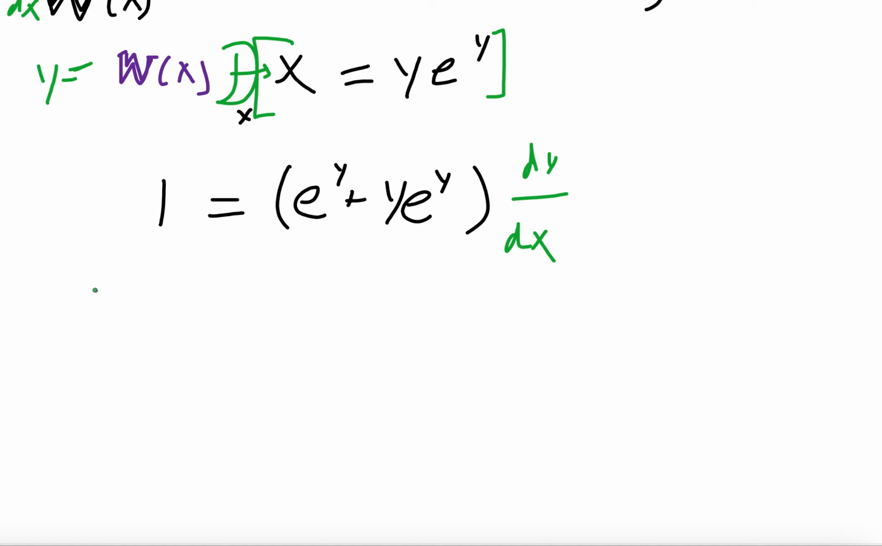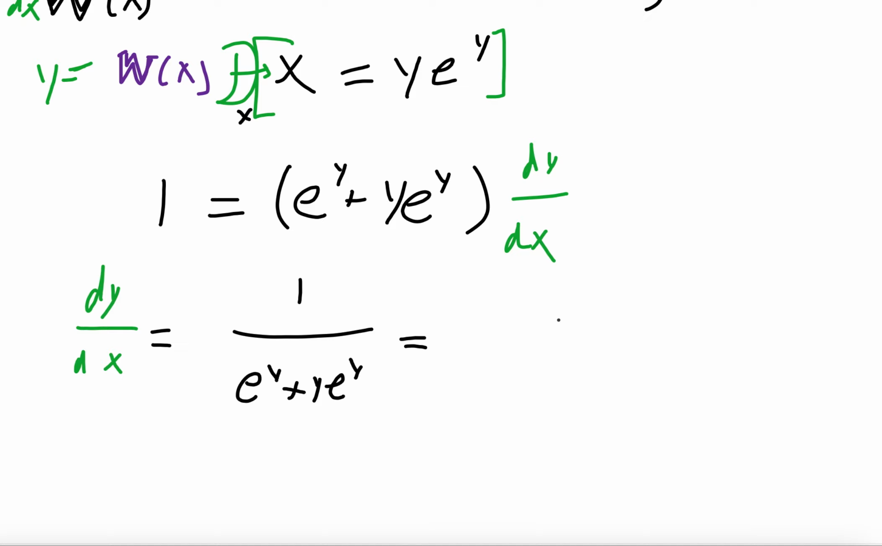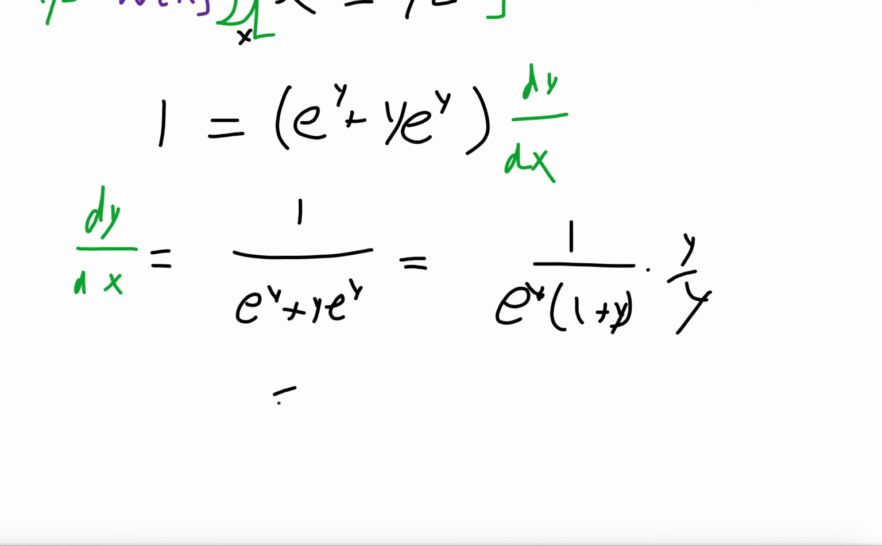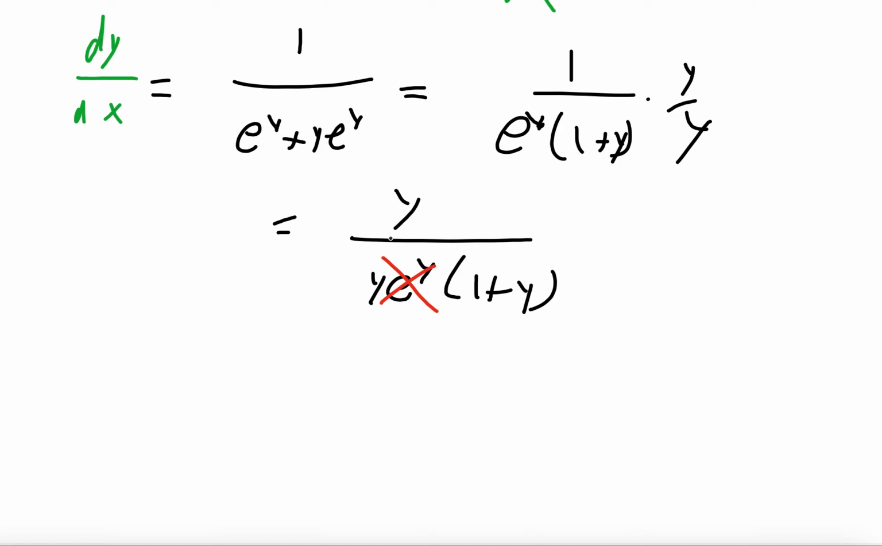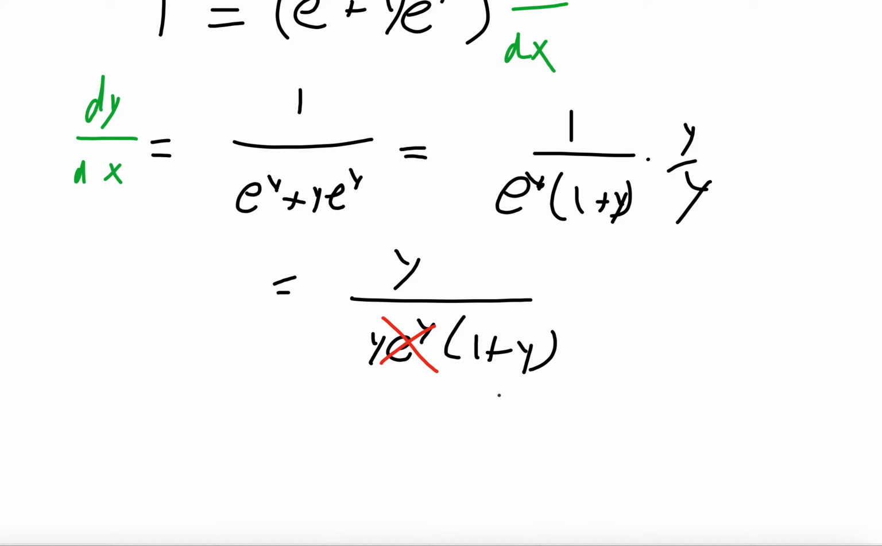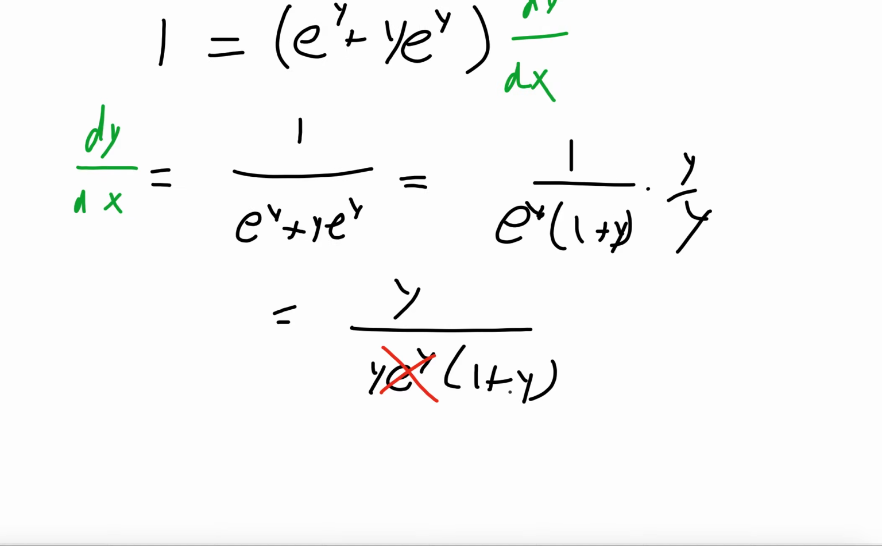So then dy dx, remembering that y is the Lambert W function, we get 1 over e to the y plus y e to the y. And we can factor out the e to the y here, like this, and we have 1 plus y. And we can multiply by y on top and bottom to get y over y e to the y times 1 plus y. And now you saw that y e to the y is x. And then y and 1 plus y become the Lambert W function, so you can plug those in yourself. So I hope this was a nice and quick explanation of the usefulness of logarithmic differentiation. Till then.